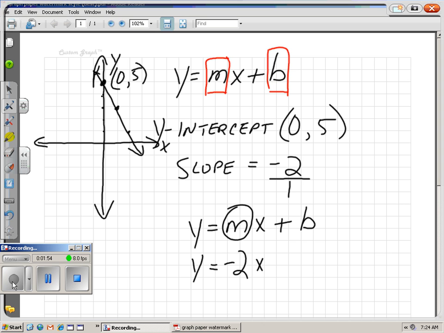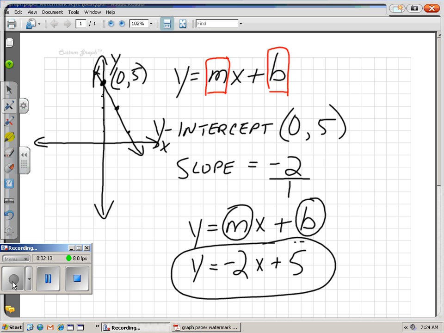Now I'm going to take out my b, my y-intercept, and put in my y-intercept. Where exactly did it cross the y-axis? It crossed at the number 5. And that was a positive 5, so I make it a plus 5, same thing. So y = -2x + 5. It crosses at 5 and goes 2 down and 1 over. Nothing easier. Just take out the m and b and plug in the numbers.